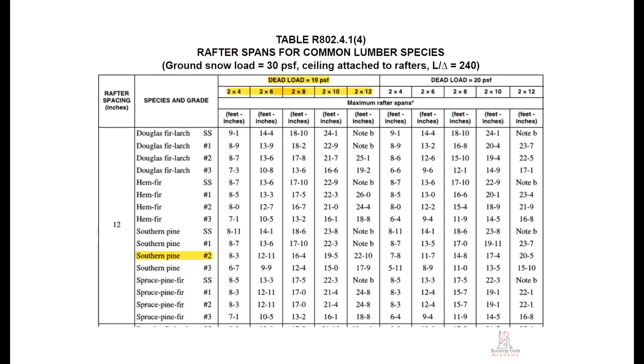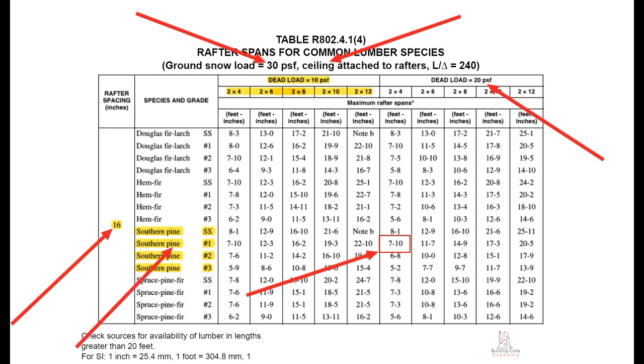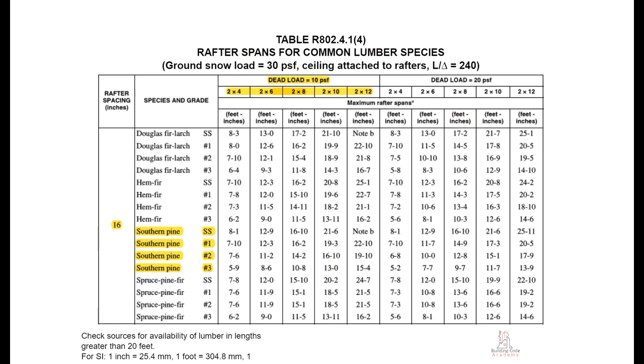Rafter max span is 7 feet and 10 inches when structural ground snow load is 30 psf, dead load 20 psf, ceiling attached to rafters. Rafter spaced 16 inches with southern pine number 1. Rafter nominal size is 2 by 4 inches, and so on.